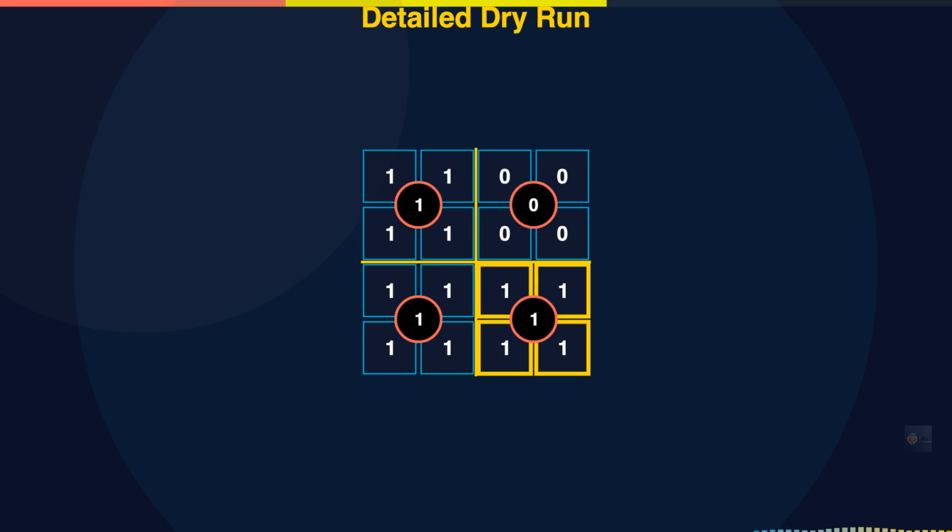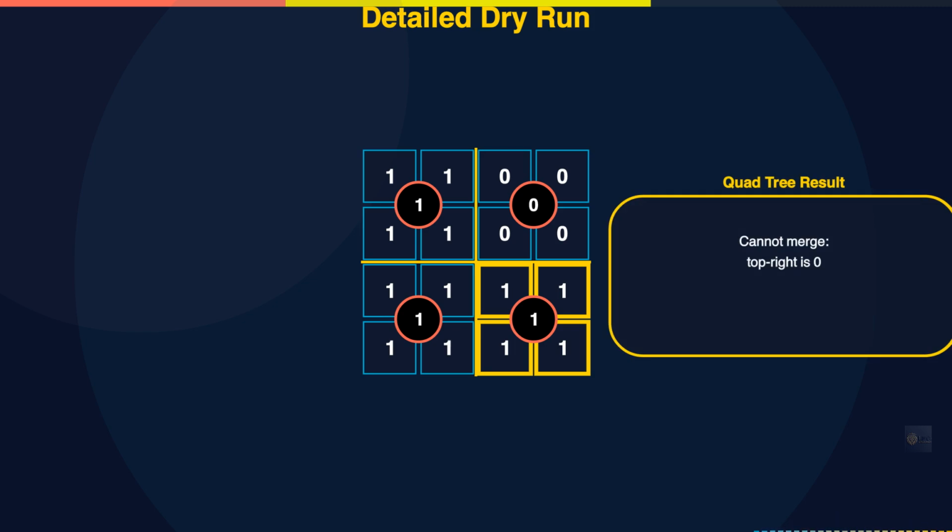When we return to the parent, we ask, can we merge? The 4 children are all leaves, but their values are not identical because the top right block is 0s while the others are 1s. We cannot merge. We return an internal node whose 4 children are those 4 leaves. That internal node is the root of our quad tree for this example.